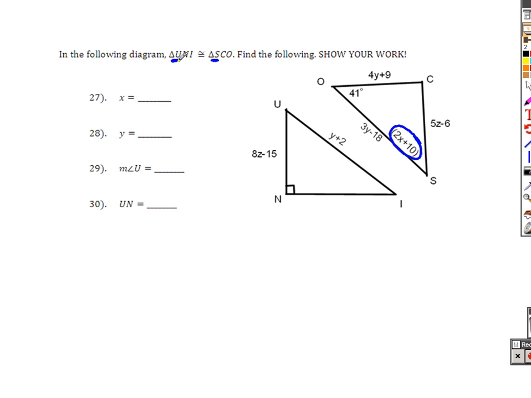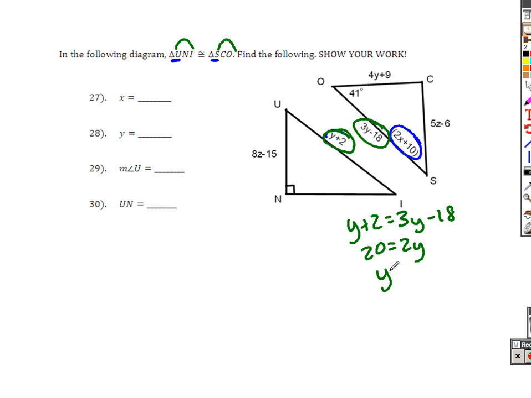Maybe we'll start with angle Y and see what we can do. Y goes with UI. UI goes with SO. So because UI and SO are the same, we can set them equal to each other. When we solve, we're going to get 20 equals 2y. That means that y should equal 10. So that's how we're going to start this.